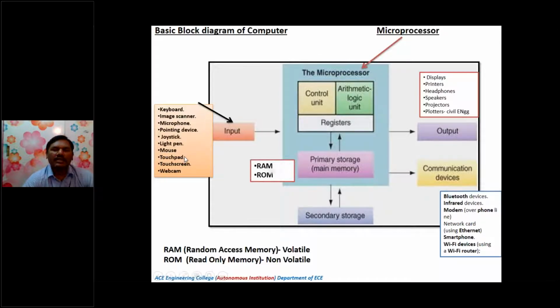And here, these are the primary storage: RAM memory and ROM memory. RAM memory is for temporary storage and ROM memory is for permanent storage. These are secondary storage: hard disk, floppy disk drive, DVD disk, pen drives, magnetic tapes, and all are called secondary storage. All the secondary storage devices are permanent storage devices. And these are the different communication devices to connect with the external world.